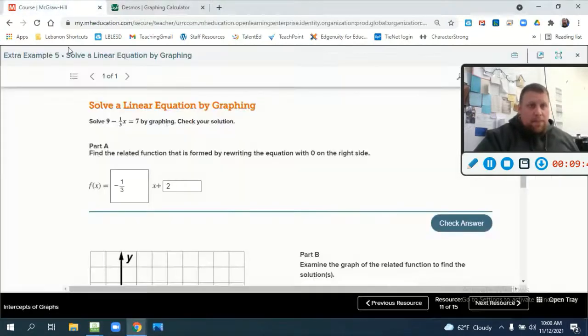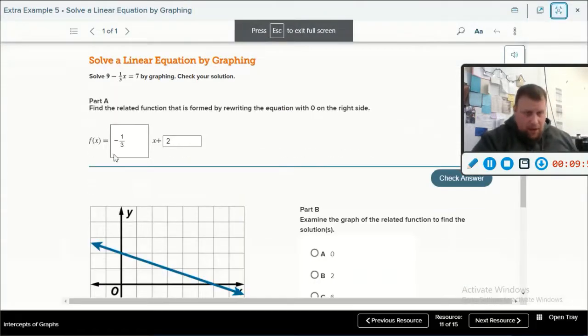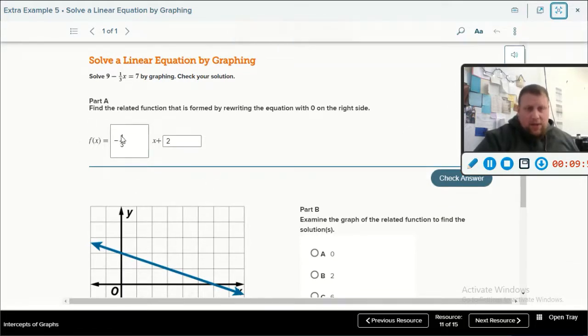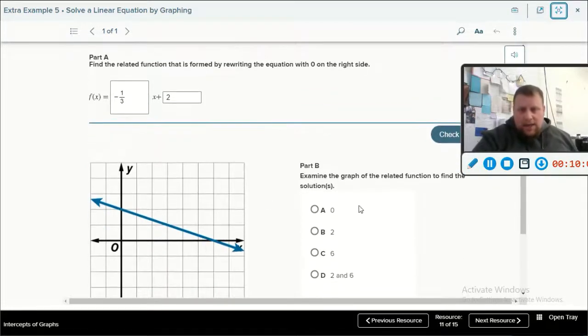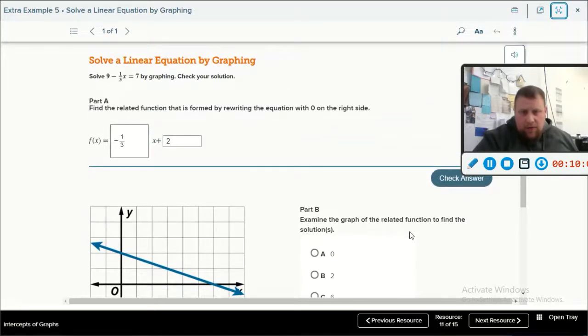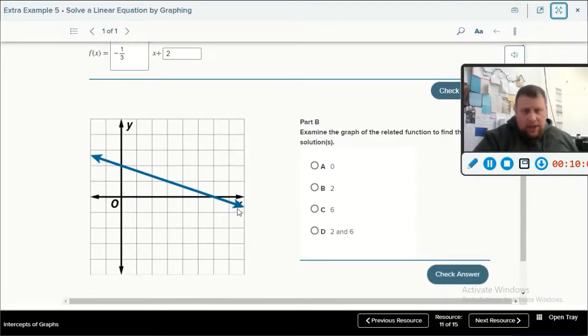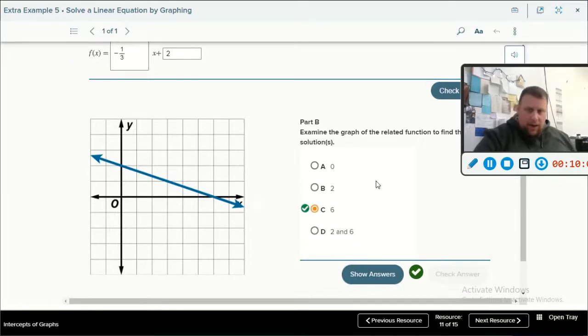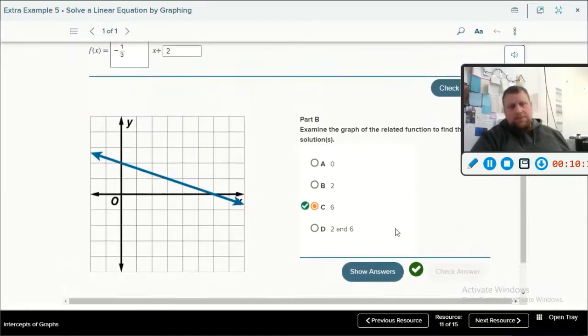Let's go ahead and go back to our McGraw-Hill. You'll see I put the solution, or the f of x, in there. So it's f of x equals negative 1/3 x plus 2. That is our function. Now it says examine the graph of the related function to find the solutions. Well, we already did that. We see that x equals 6. Boom, we got that. Awesome.